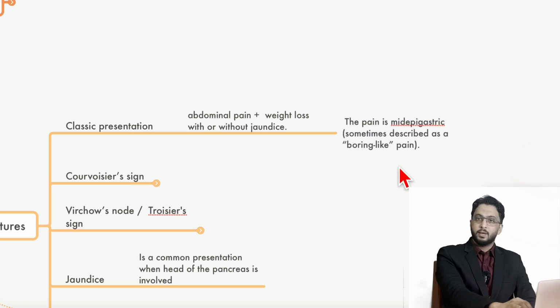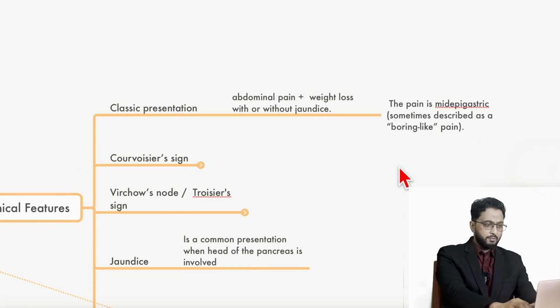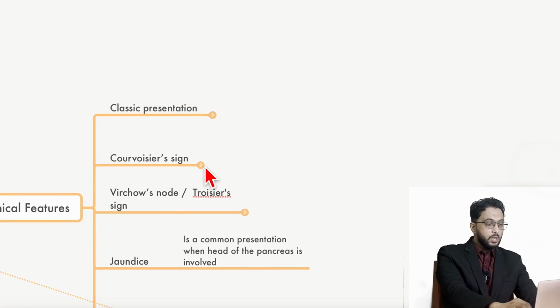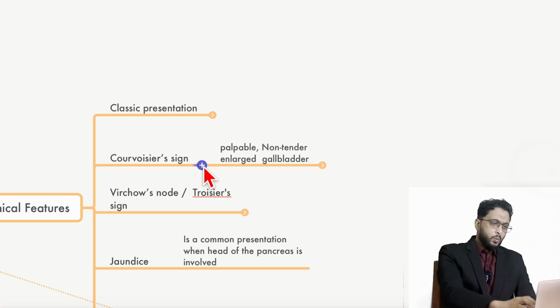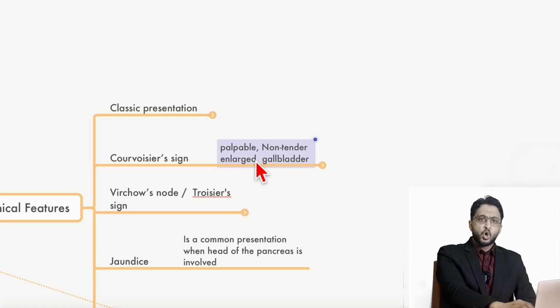Okay, a boring kind of pain, I would say. Not very severe. So that is all about your classical presentation. Now, as I've told you, your Courvoisier sign. What happens here is a palpable, non-tender gallbladder, because of obstruction, you see, your flow of bile is obstructed.